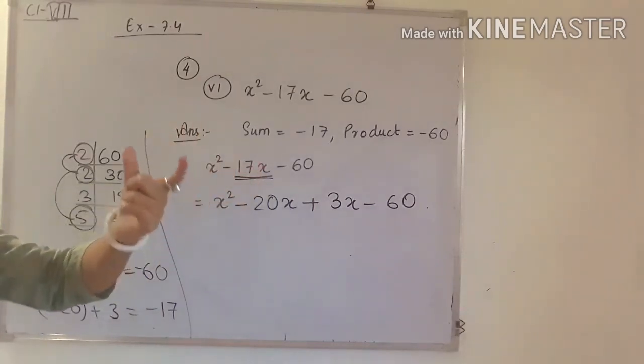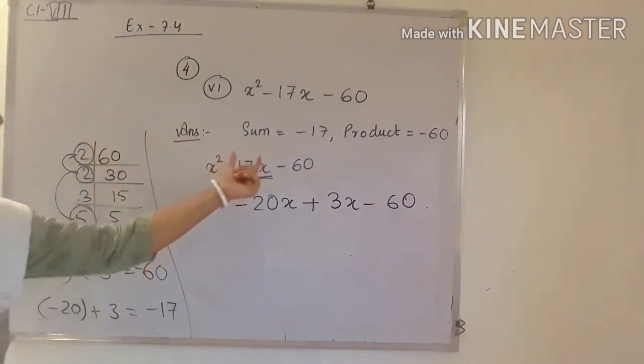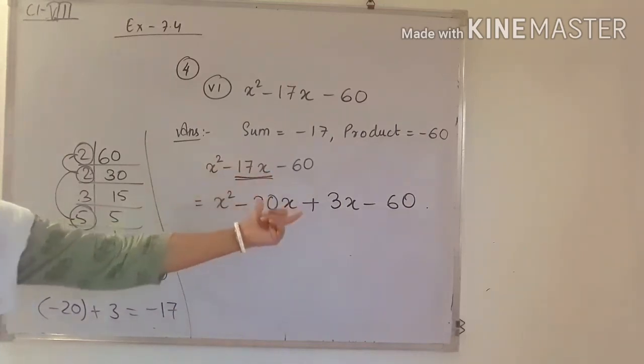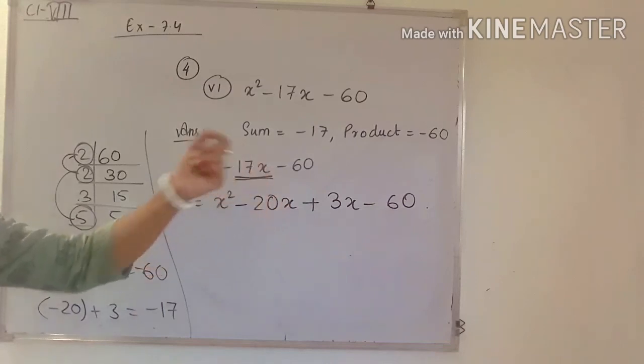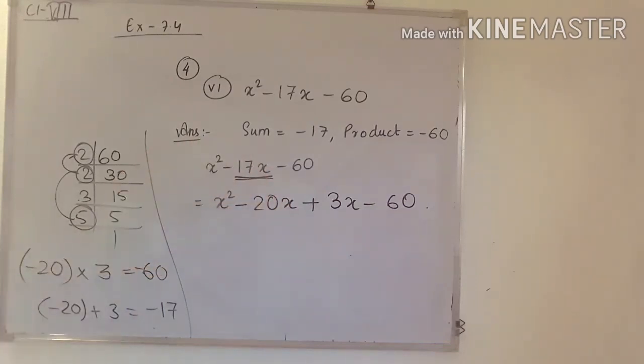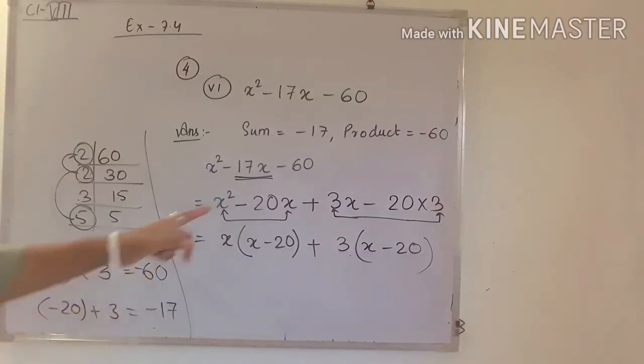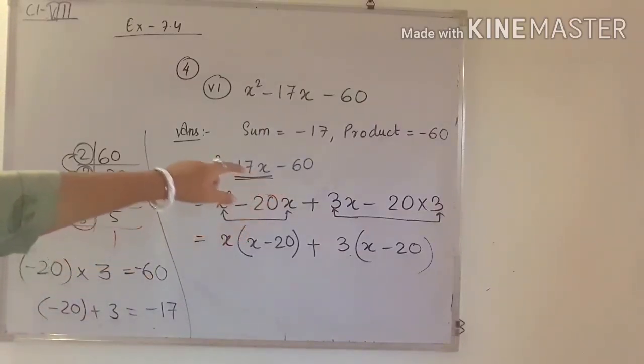The meaning of splitting is to break it. So minus 17x is split into two terms, minus 20x plus 3x. And what can we write in place of minus 60? Yes, we can write minus 20 into 3. So now clearly, I have written minus 20 into 3 in place of minus 60.